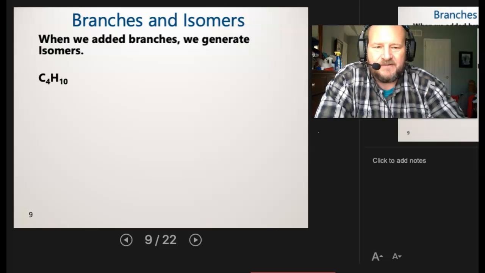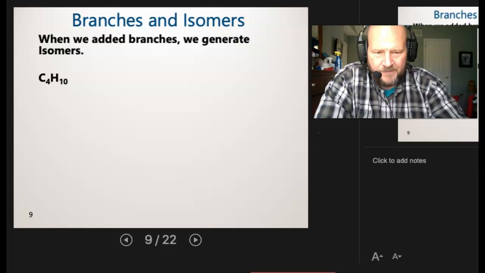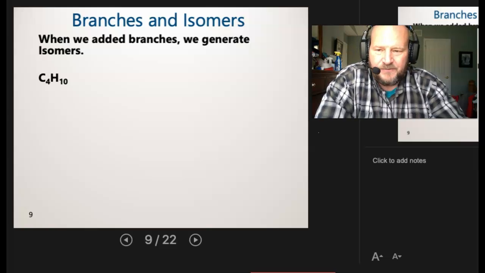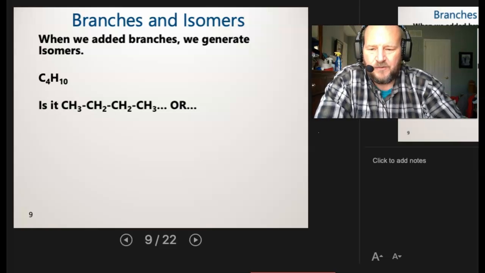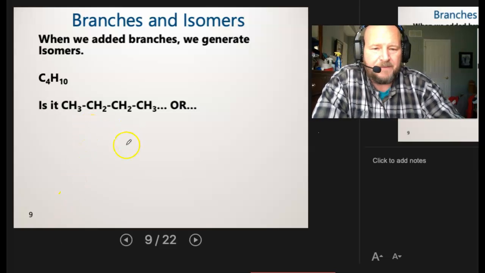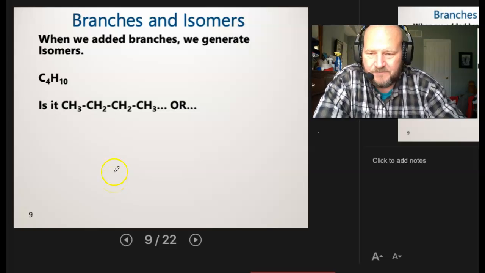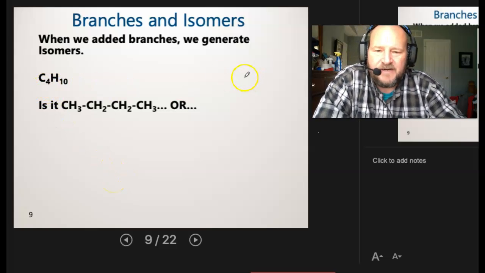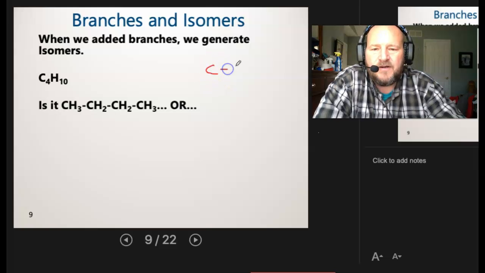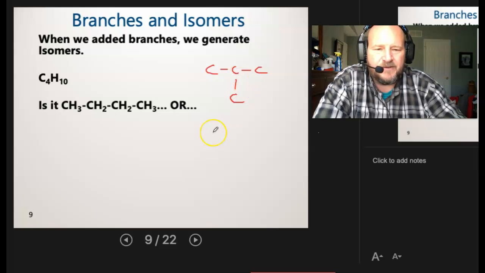Now, here's what I mean. So we have C4H10. Now, so far what we've seen, what we would most likely do is draw 4 carbons in a row. And of course, 4 in a row is going to be butane. Now, does it have to be 4 in a row? So let's think about that. What if I did 3 in a row? 1, 2, 3. And then instead of making a straight chain, I'll put one in the middle like that.